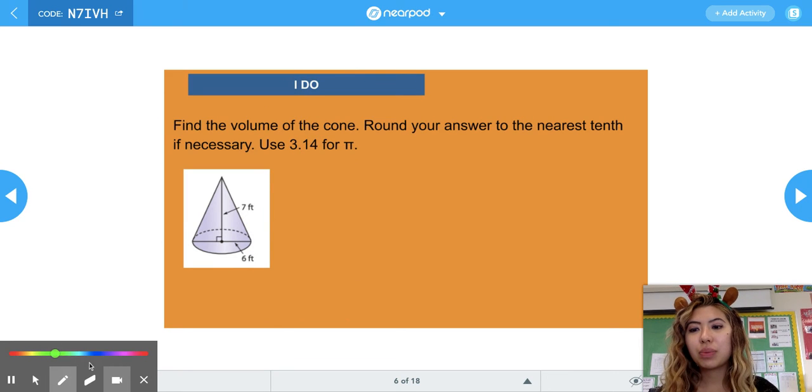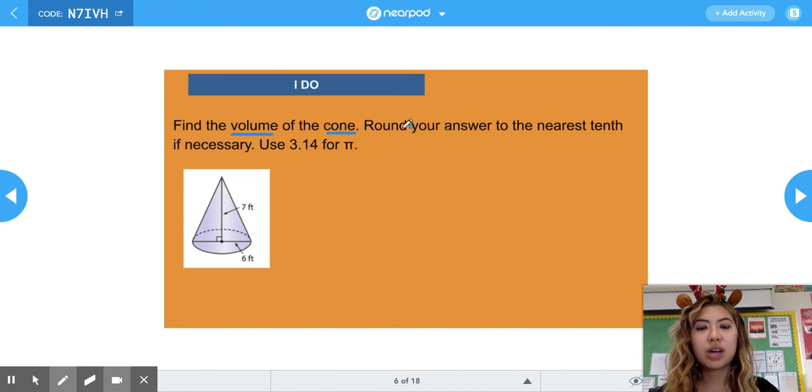This first I do problem reads, find the volume of the cone, and we have to round our answer to the nearest tenth, and we have to use 3.14 for pi. So our volume for a cone is going to be V is equal to 1/3 times uppercase B or big B times H. And this B represents the area of base.